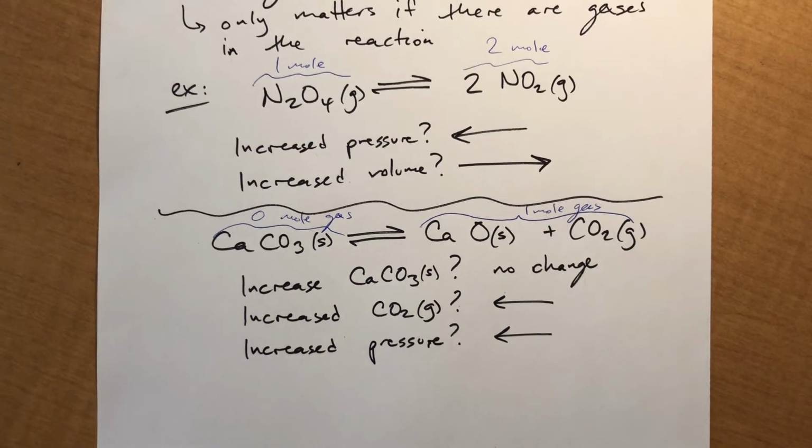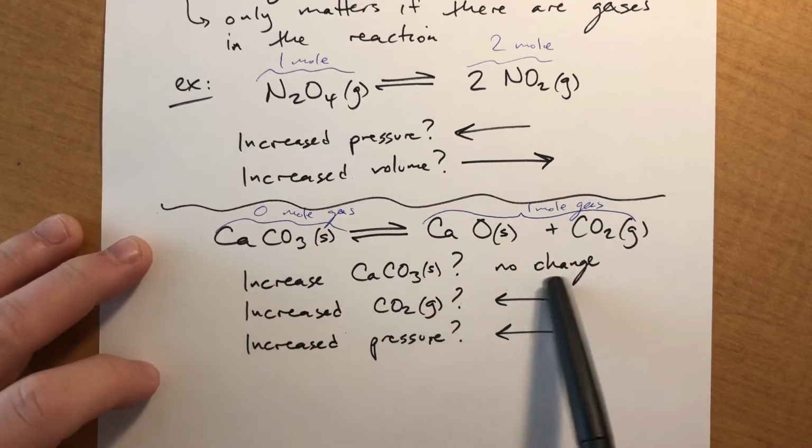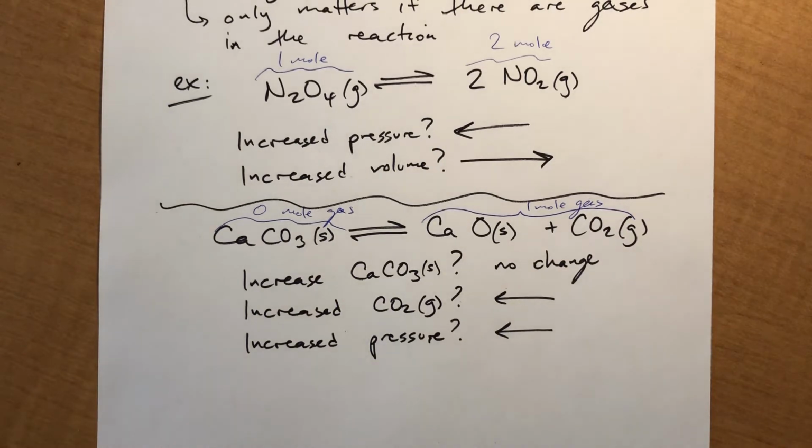Okay? Little weird, but the idea is if you have a liquid or a solid in the balanced equation, changing its concentration has no impact on Le Chatelier's Principle. It is part of the balanced equation, but it doesn't affect the equilibrium because these things are not part of the equilibrium constant. Okay?